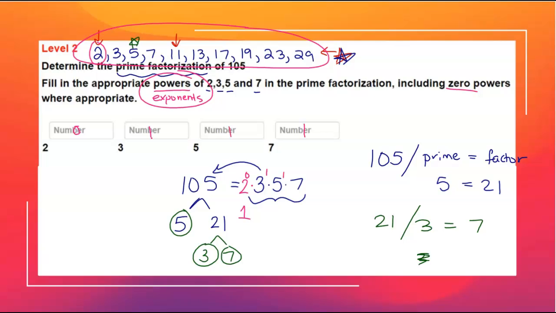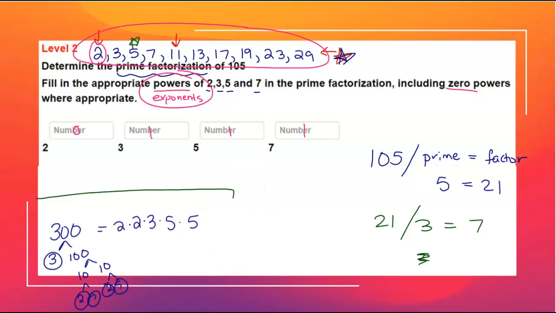Hit submit, how did I do? It's going to work out. As a side note, if I would have done prime factorization of 300, I would have gotten 2 times 2 times 3 times 5 times 5. Well, that 2 times 2 would be the base 2 two times. And that 3 would be the base one time. 5 times 5 would be the base two times. And since I didn't have a 7, it'd be 7 to the 0, which really has a value of 1. And anything times 1 is itself. So here's another example of what we would do if the number had more than one factor.